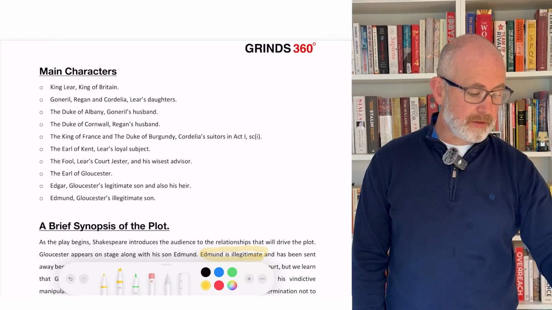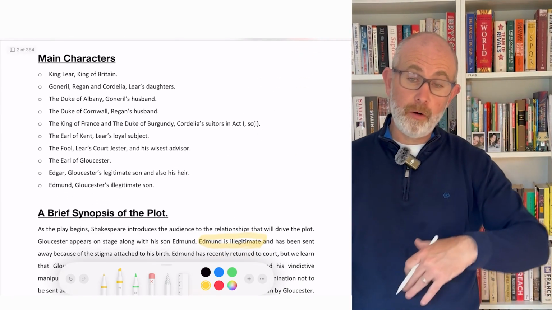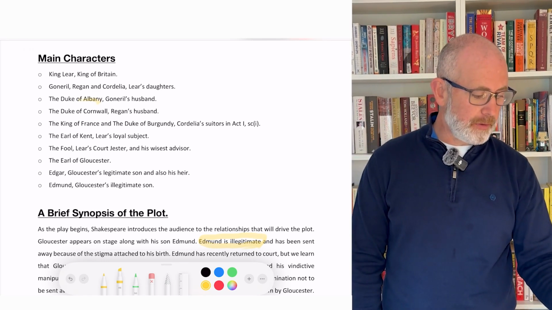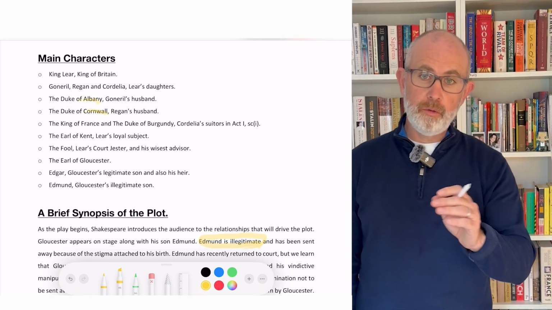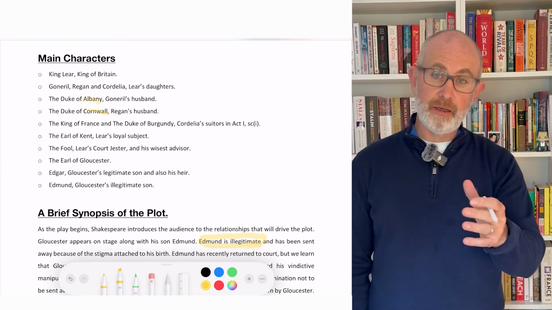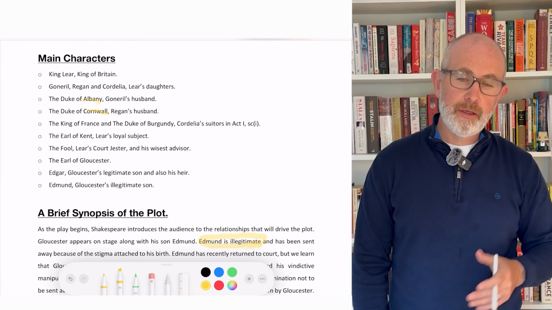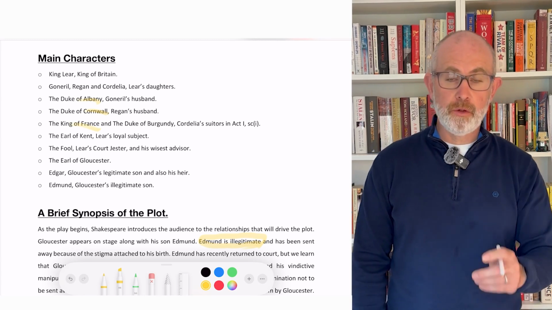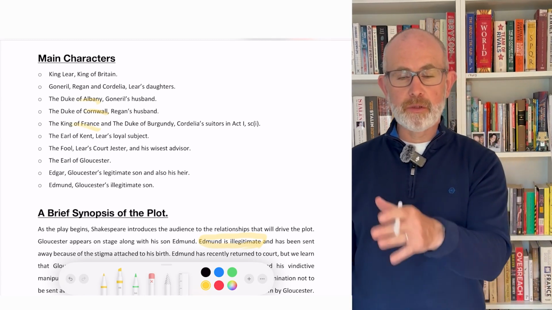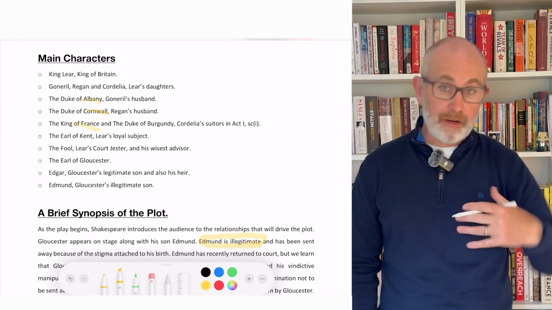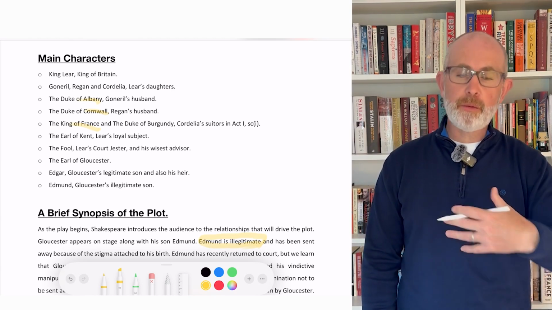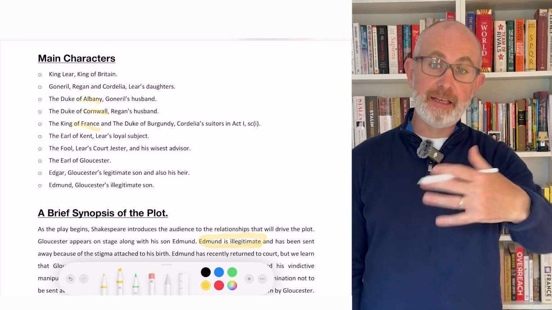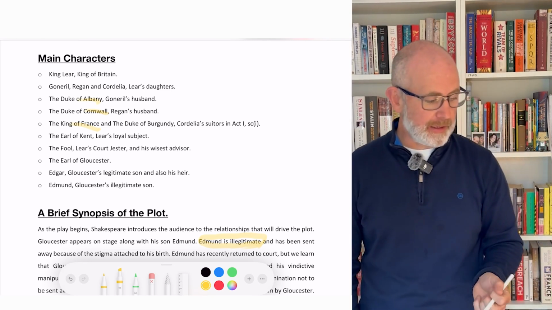We know that there are also some sub or minor characters or less important characters. For example, Albany and Cornwall, who are married respectively to Goneril and Regan and play a really important role, particularly in the second half of the play. And the King of France, who from the end of Act 1, Scene 1, marries Cordelia. Now, he doesn't play a very important role at all in the play, but it's just important to understand how Cordelia is able to raise an army in the second half of the play, and that's through her marriage.